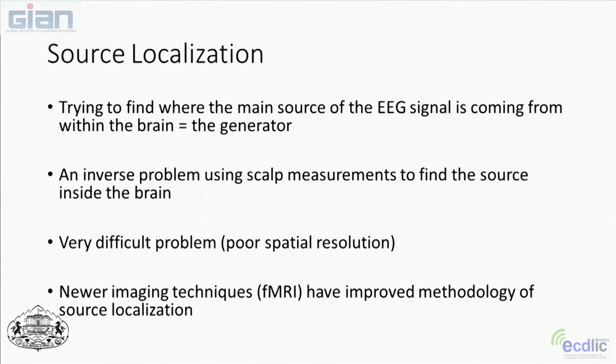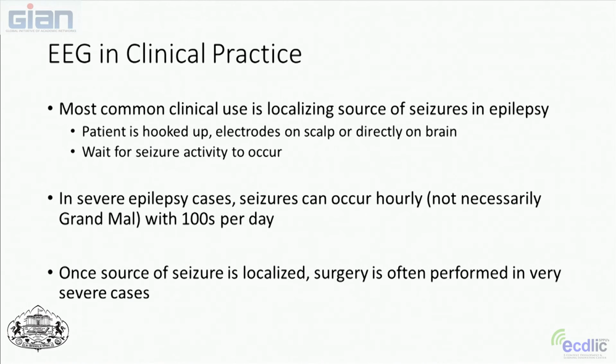And EEG and fMRI at the same time, like Mihir mentioned yesterday, would be a great thing to do, and people are certainly trying to work on making that happen. In clinical practice, the most common clinical use is localizing the source of seizures in epilepsy. Again, the patient is hooked up, with electrodes directly on the scalp or directly on the brain, and they wait for the seizure activity to occur.